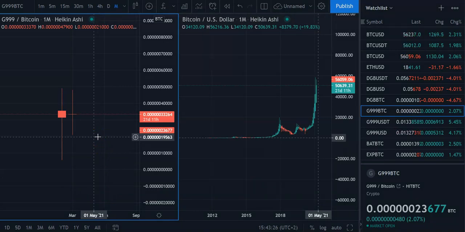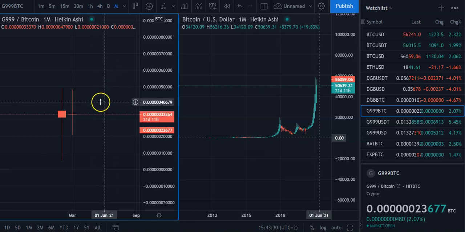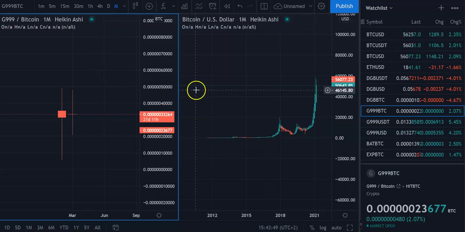Okay, on my previous video I did say that I would possibly do another video later on in the day, and I've decided that I would do a video for you guys looking at the G999 from a much bigger picture, bigger perspective. So what we're looking at here, we're looking at two charts.